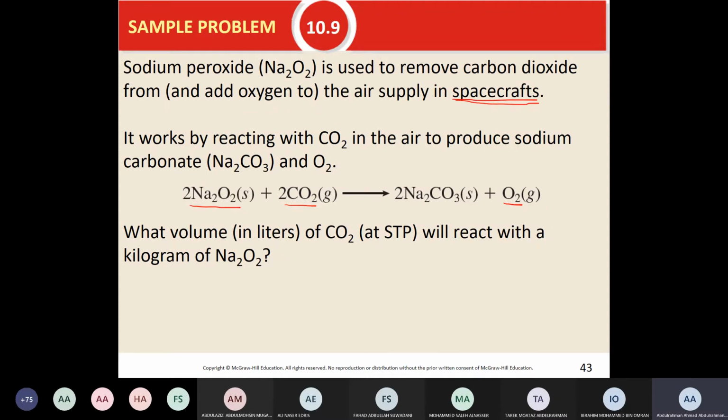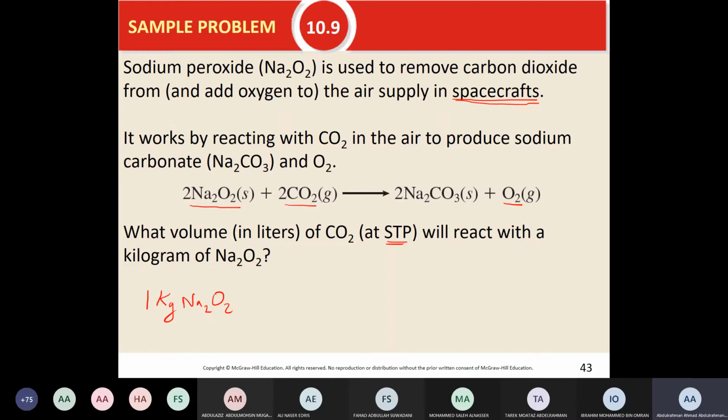So I have 1 kilogram of Na2O2. What am I looking for? The volume of CO2, in liters, at STP, standard temperature and pressure. How to solve this problem? 2 liter Na2O2 gives 2 liters CO2, and you change the 1 kilogram to mole.